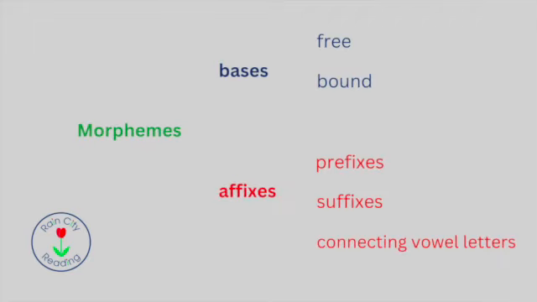We use morphemes to build words, and these basic elements include bases and affixes. The affixes include prefixes and suffixes and the lesser known connecting vowel letters. And our bases can be either free or bound. Every English word is a base or has a base. It really carries the core of the meaning. Free bases can stand on their own as words. They are independently recognized and used in our language.